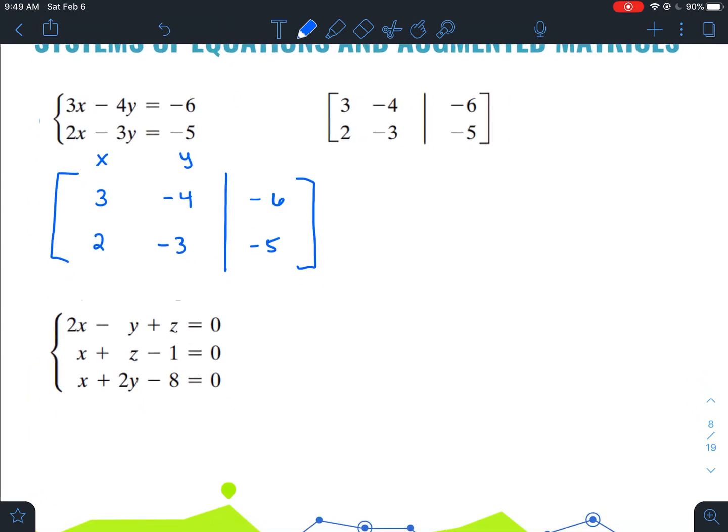So again, the x coefficients would be in your first column, the y coefficients would be in your second column, and then your solutions are in that last column. So that would be the augmented matrix for that system. Let's look at the next one.